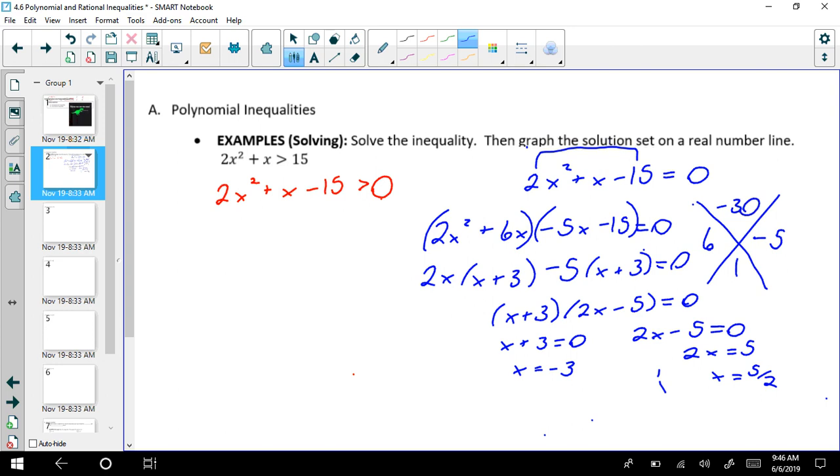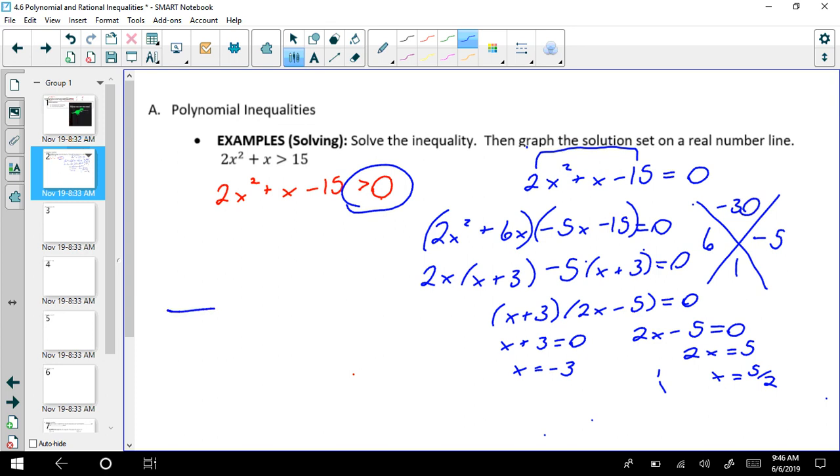Now, unfortunately, those aren't my answers. If the original problem would have used equals, yes, I would be done. I found the things that make it equal. But this problem was asking for what makes it greater than 0. So how do we do that? Well, there's just one extra step.